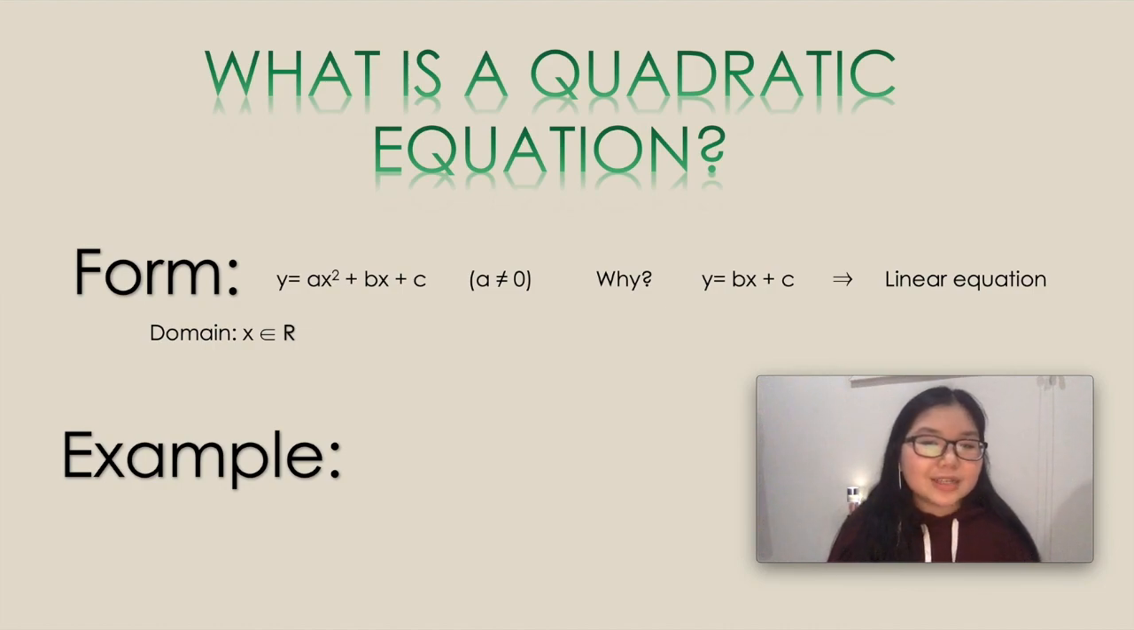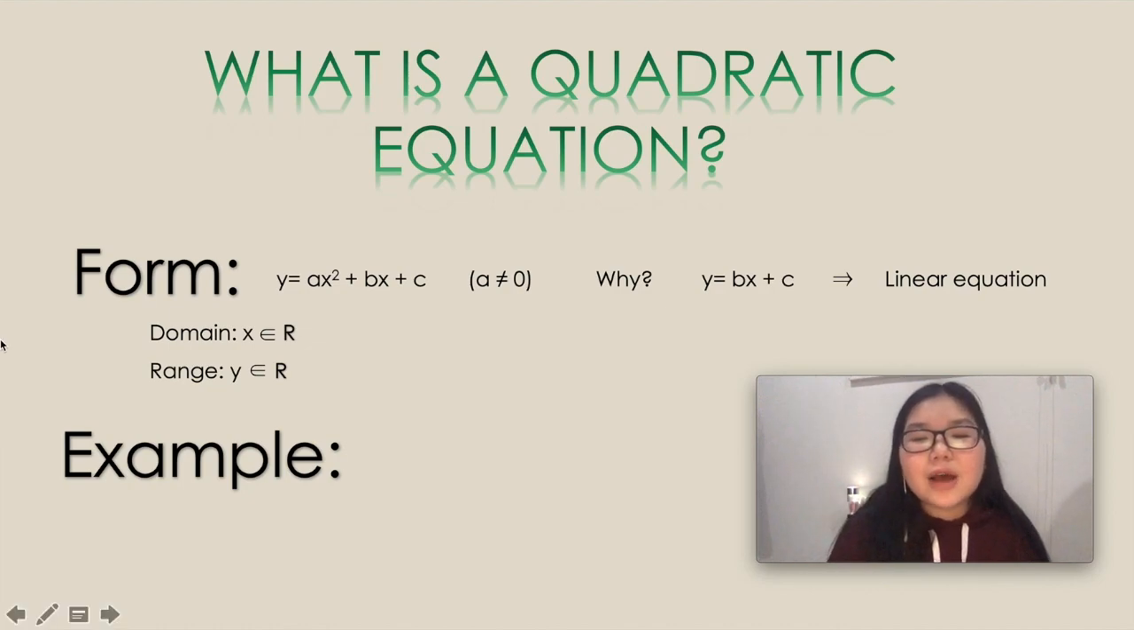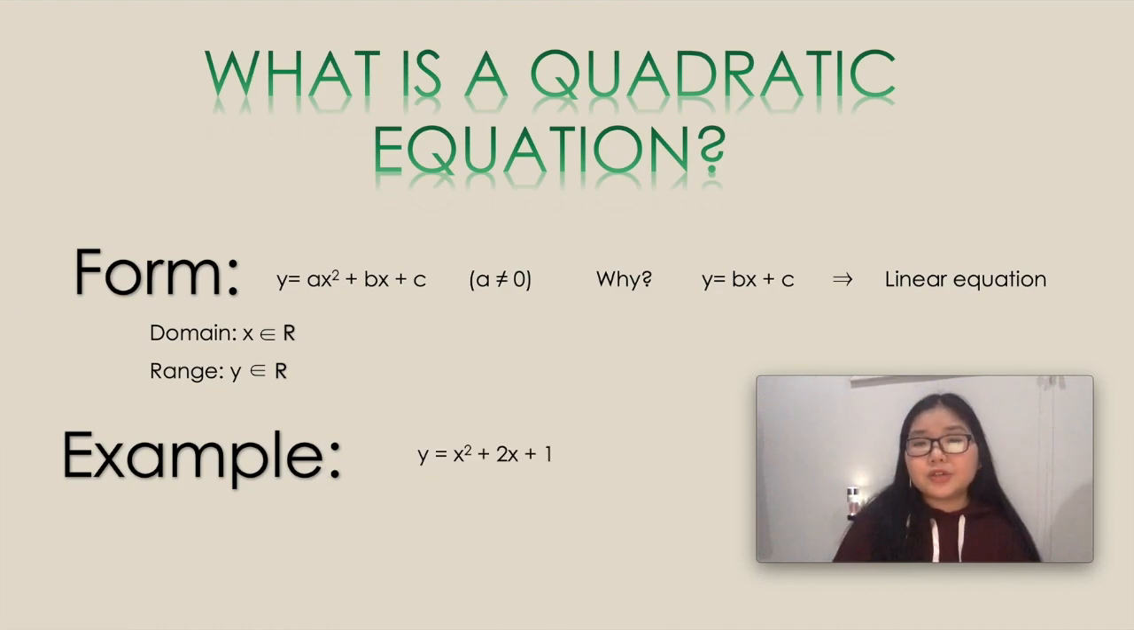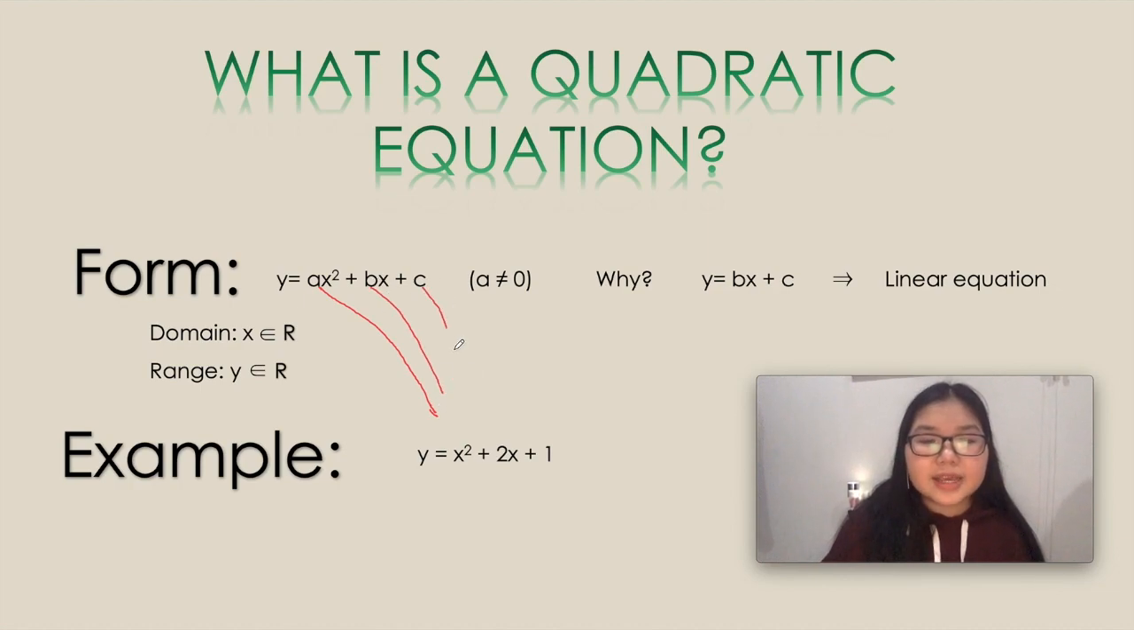Can you guess what I will mention next? I think definitely this is the range, and the output of a quadratic equation is all real numbers because there's no limit for that equation. I will give you an example about a quadratic equation. Specifically, can you guess the value of a, b, and c?